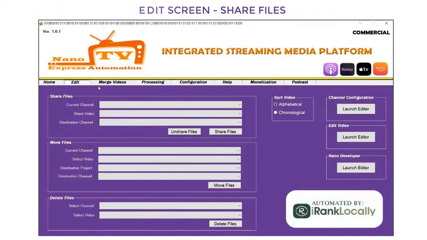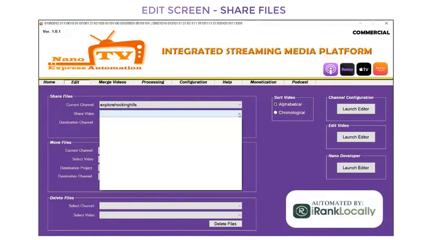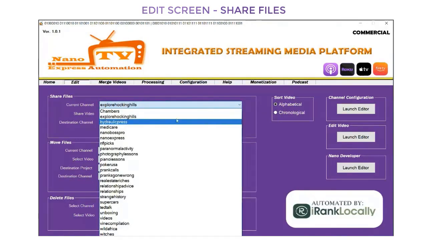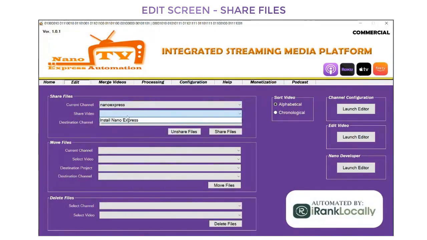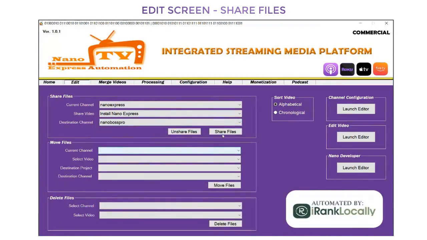Here's the edit screen. The edit screen has the ability to share files, move files, or delete files. Share files means between stations. Let's say on Explore Hocking Hills, there's a video, which there's not. Let's say on Nano Express, there's a video called Install. That's the one video that we have posted already. And let's say I want to share with NanoBoss Pro. If I did that and I hit share, it would actually share the file from this to that. It would be on both stations.